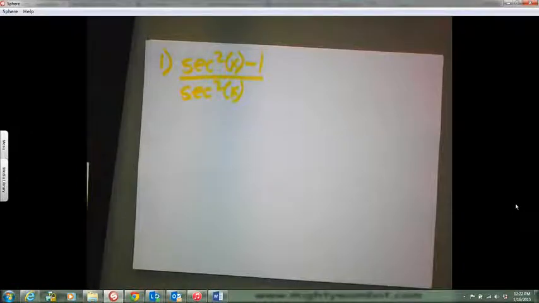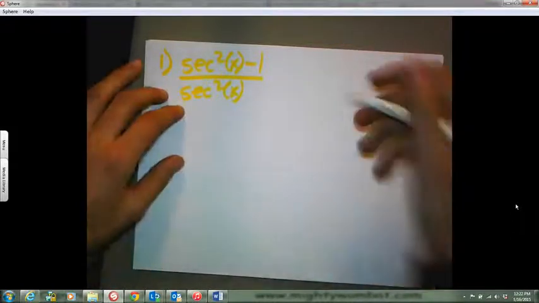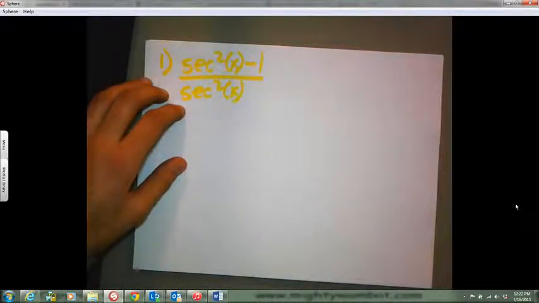It's not always a map for every situation. You have to try things and see what works. What I like to do is, on the side of these kinds of problems, write what possible identities I might use here.